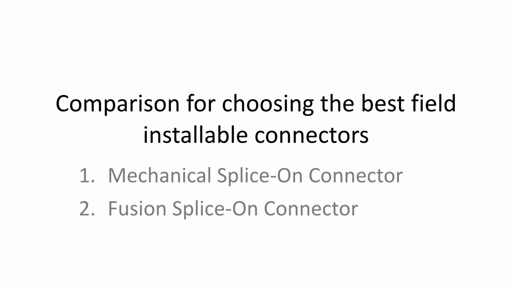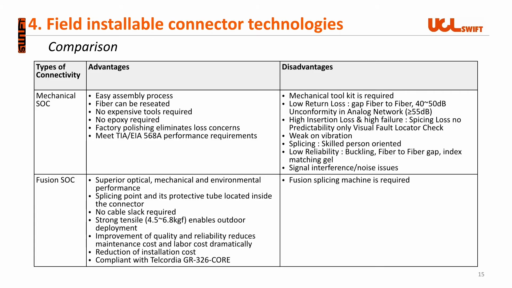We can compare both connectors and choose the best one for the fiber to the home network from this page. As you can see from the comparison chart, you can have a look at the advantages and disadvantages. Features of mechanical splice-on connectors are an easy assembly process, and fiber can be reseated, no expensive tools required, no epoxy required, factory polishing eliminates loss concerns, and this connector meets TIA/EIA 568A performance requirements. However, a mechanical toolkit is required.